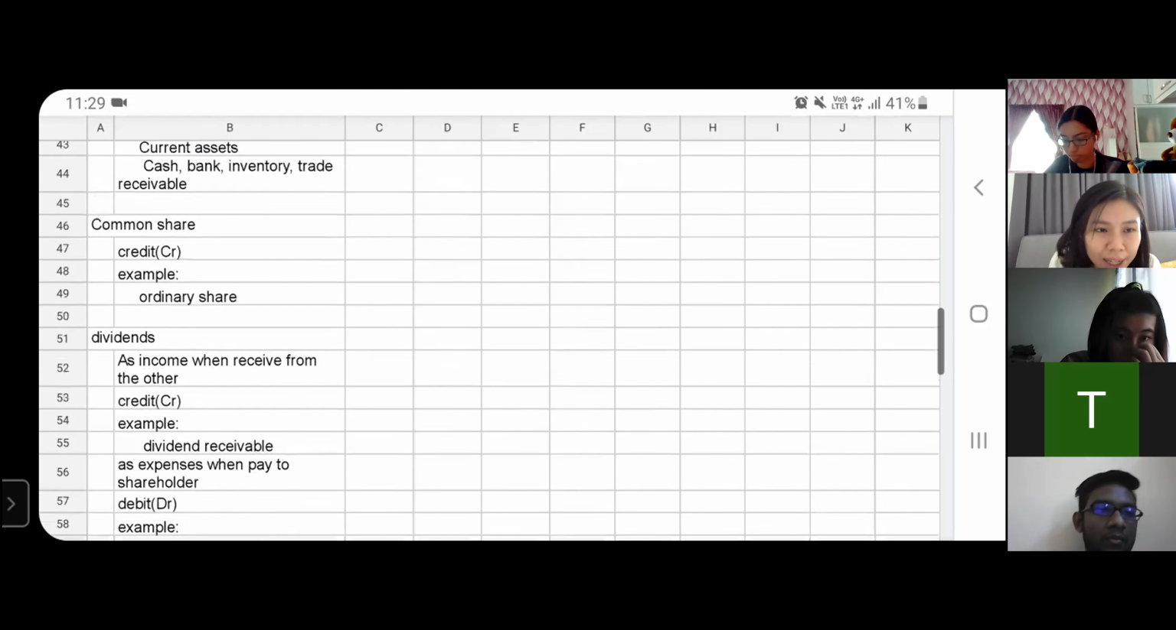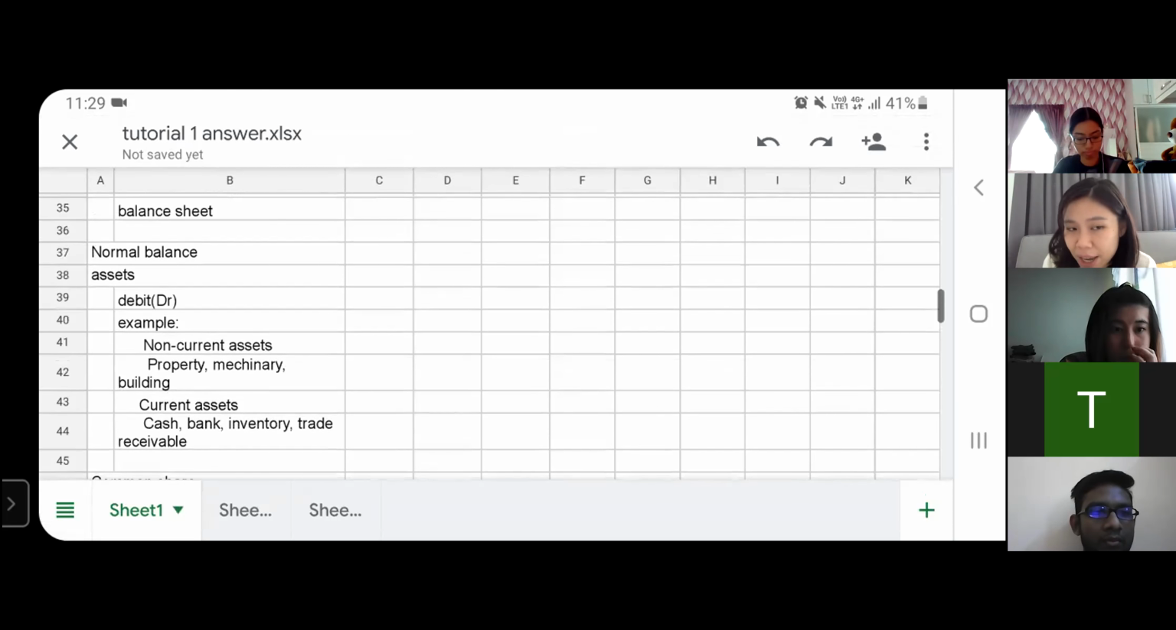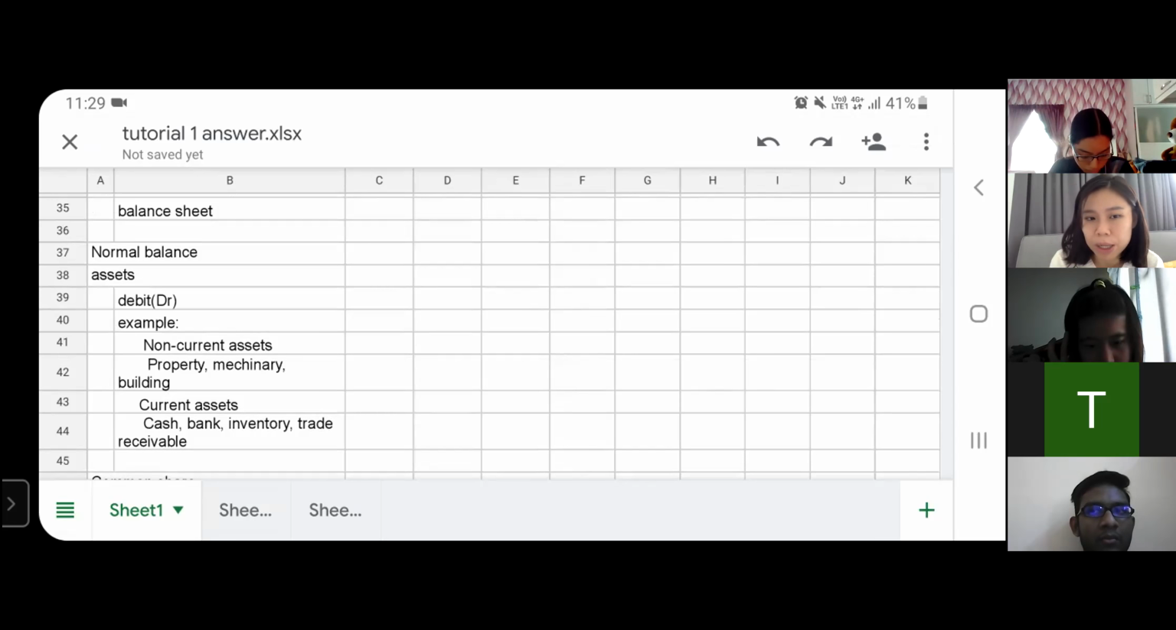Wait. Dividend, wait. Yeah, don't go on so fast. Can I go back to the asset side? I wish that more explanation can be given. Jumbo, can you explain more what is asset? Why do you put property and machinery under non-current, not current?